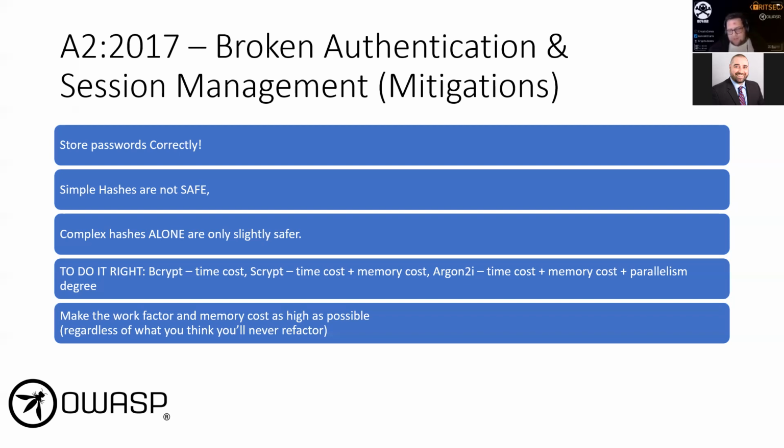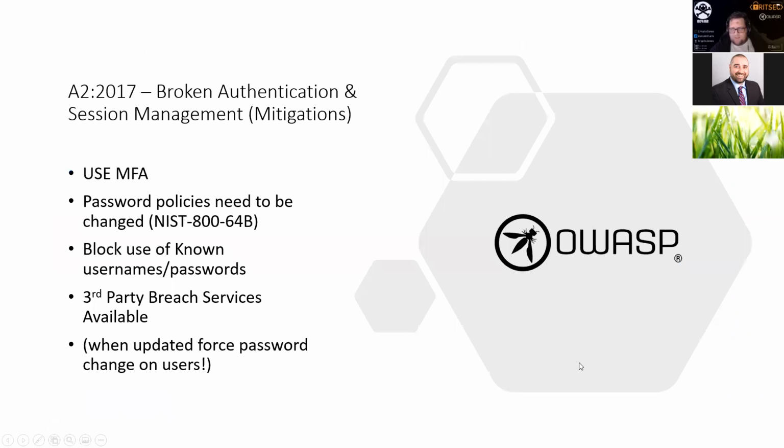So anyway, to do it right, we need Bcrypt, which has a time cost, Scrypt, which has a time and memory cost, or Argon2i, which has a time cost, memory cost, and a degree of parallelism. So obviously you want to make the work factor and memory cost as high and intensive as possible, because regardless of what you think in your application, you're never going to go back and refactor the system. It's going to be this way in 20 years when they go to find a new one. So that is that.